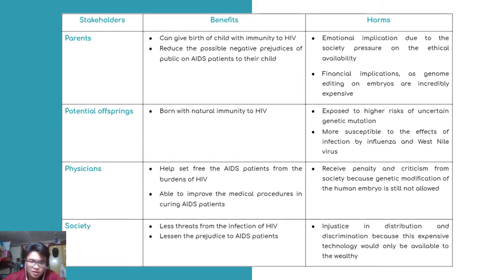However, they might also be exposed to higher risks of uncertain genetic mutation and be more susceptible to the effects of influenza. For physicians, they can help to reduce the burden of AIDS patients and improve medical procedures in curing them. However, they may also receive penalties and criticism from society because genetic modification of human embryos is still restricted. For society, they might face fewer threats from HIV infection and lessen prejudice against AIDS patients. However, this might lead to injustice in distribution and discrimination, because the expensive technology might only be available to wealthy people.